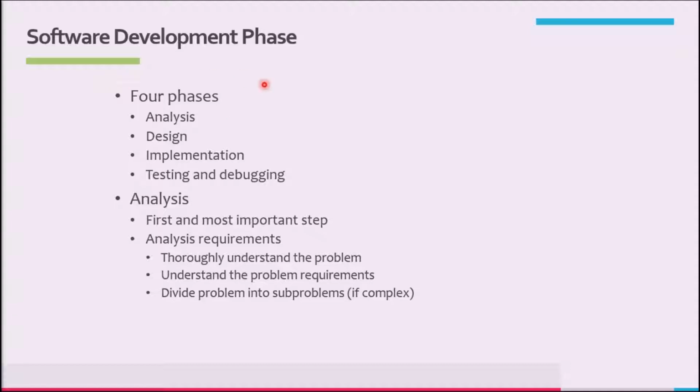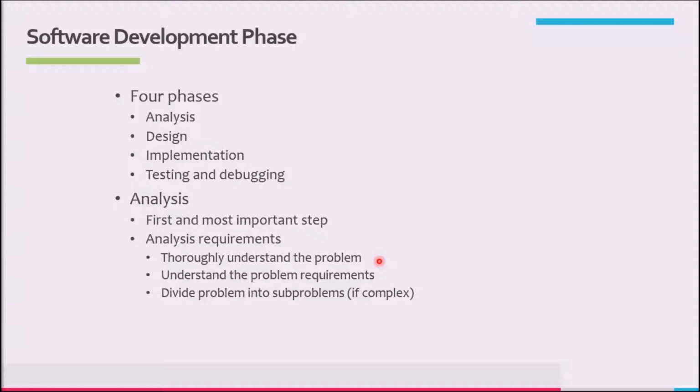Now let's talk about the software development phase. Software engineers typically break the software development process into the following phases: analysis, design, implementation, testing, and debugging. Let's start with the analysis phase. Analysis is analyzing the problem. This is the first and most important step. This step requires you to do the following.